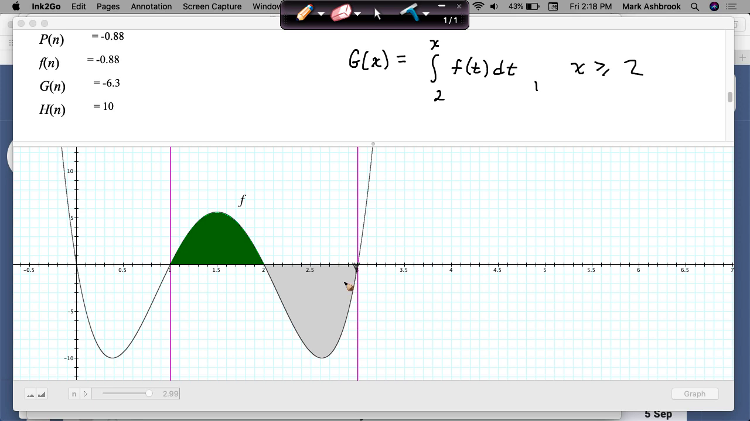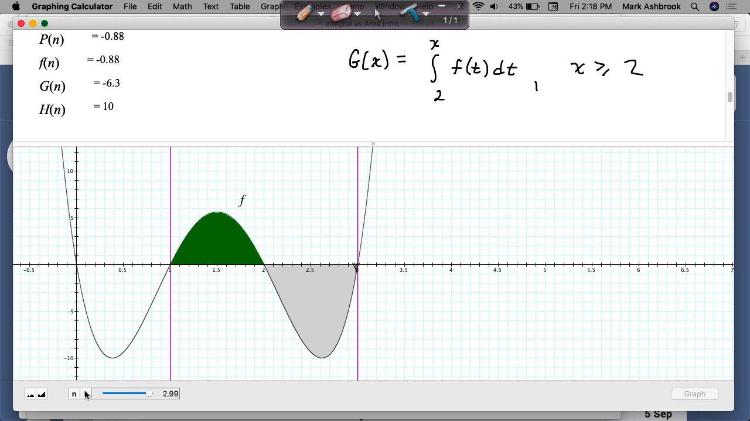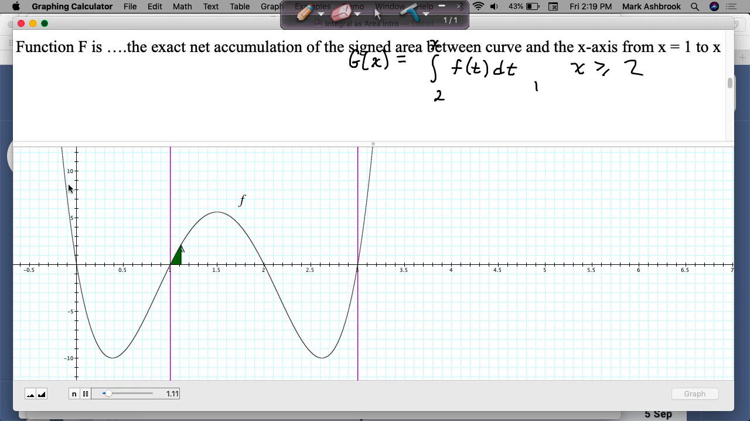So signed area, if your function is always negative, then it's just going to get larger and larger negative. Like the opposite of the area, right? This would be the opposite of the area. Okay, what about H? What about H? So let's see what that looks like. What did you notice about H?